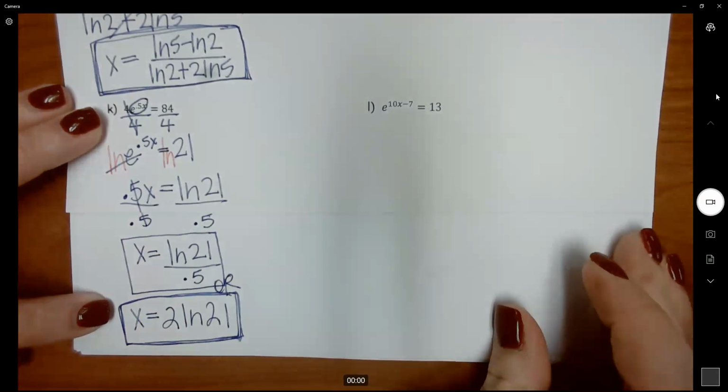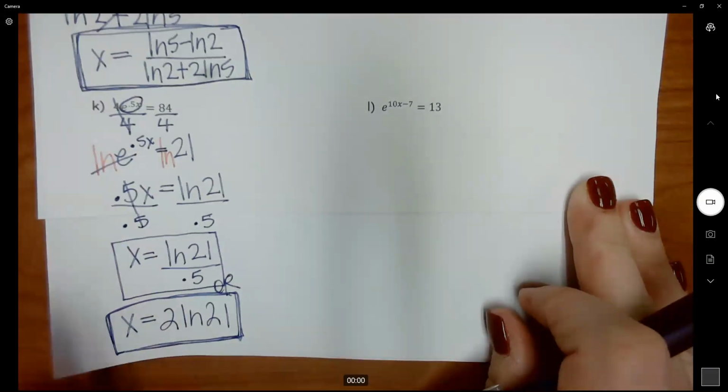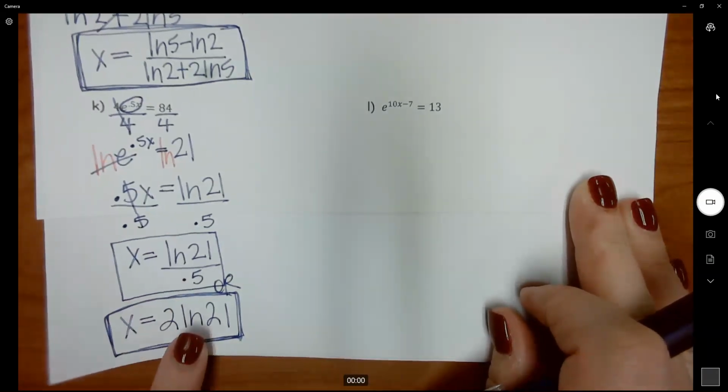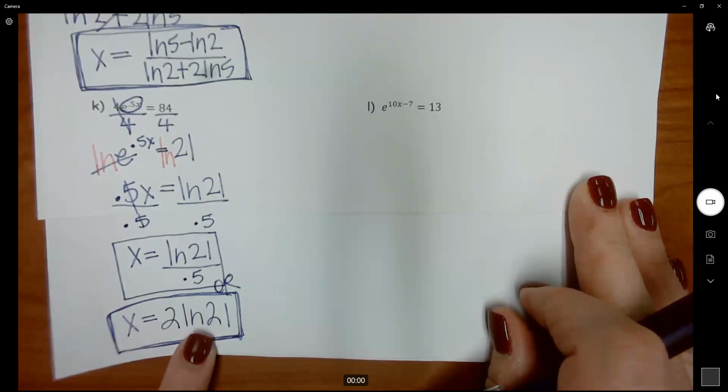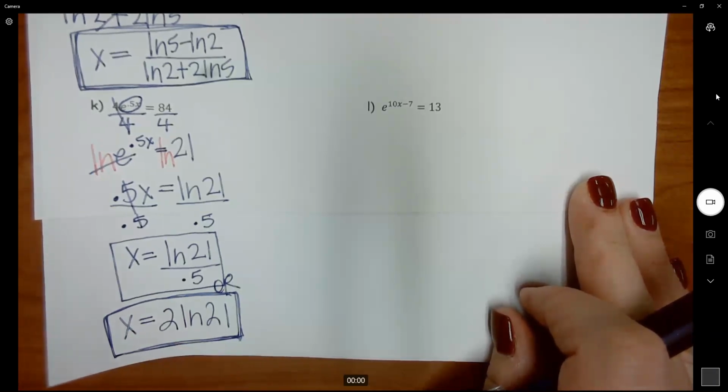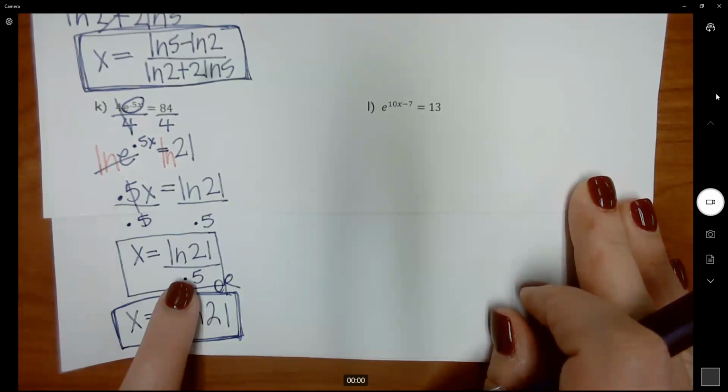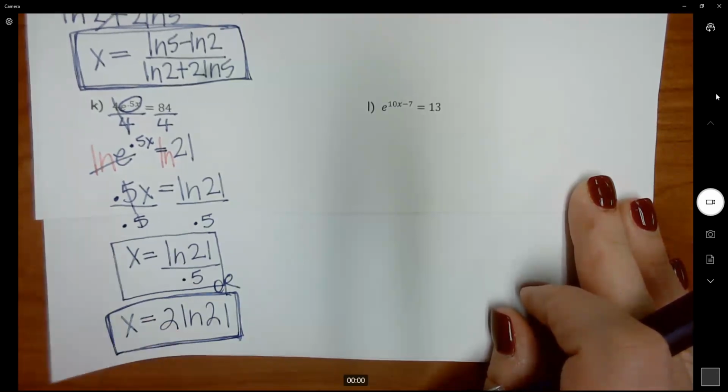Okay, those are equivalent answers. I'm not sure if my math lab will take this. I know it will take this, and this is a better answer anyways. Okay, so the same, dividing by a half is the same as multiplying by 2.